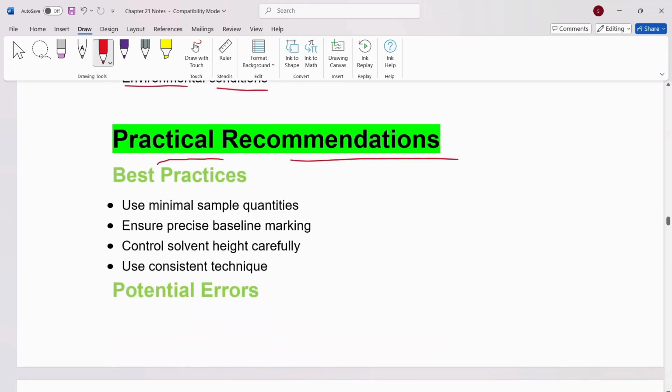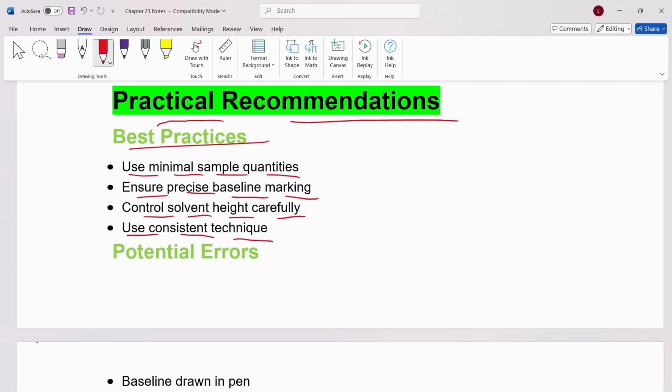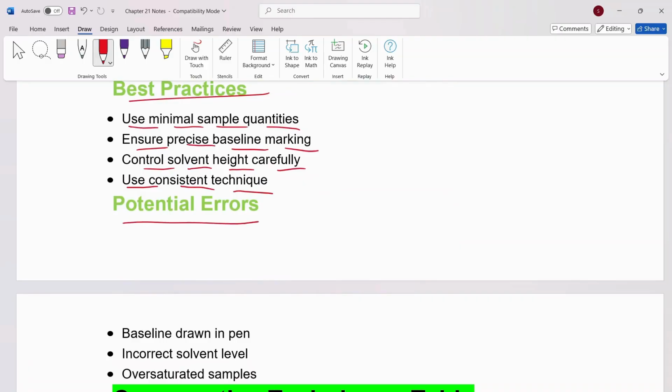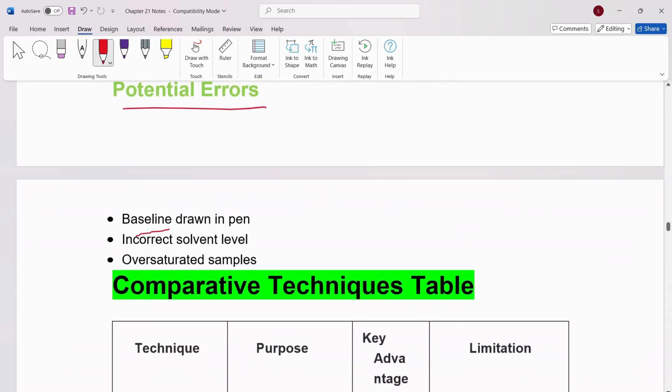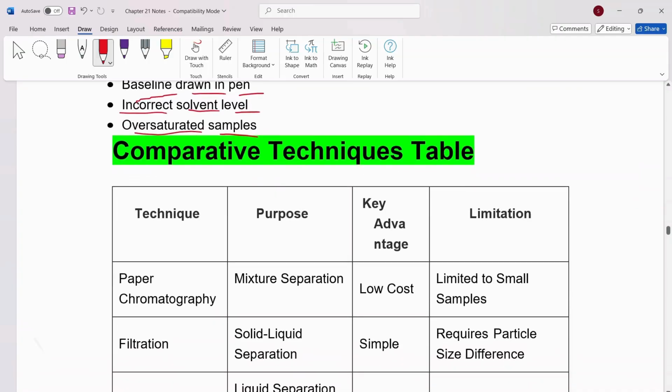Some practical recommendations and best practices: use minimal sample quantities, ensure precise baseline marking, control solvent height carefully, use consistent technique. Then we have potential errors: baseline drawn in pen, incorrect solvent level, oversaturated samples.